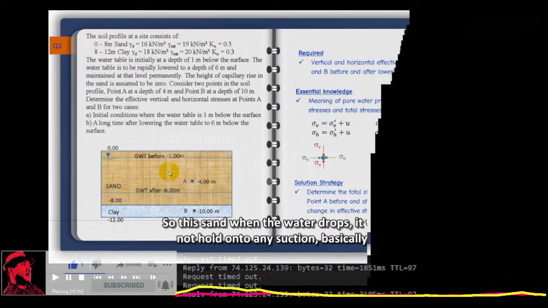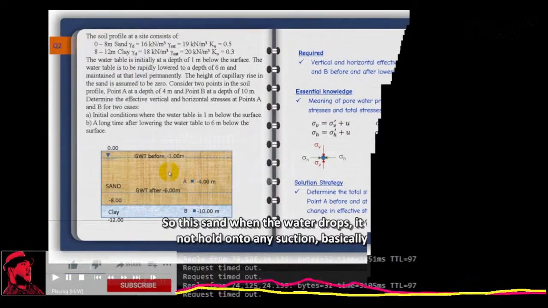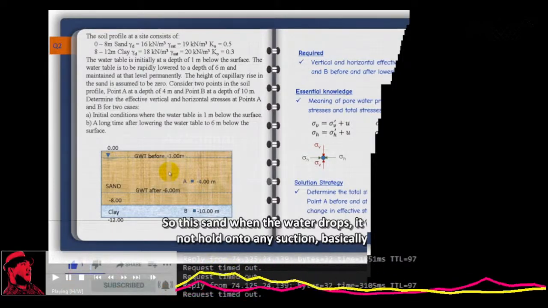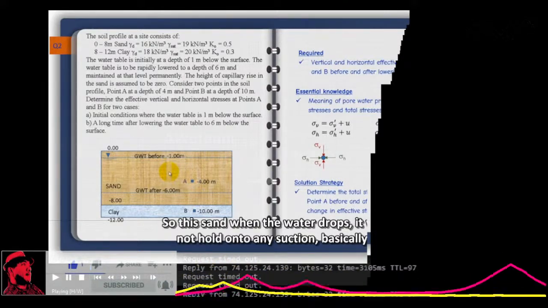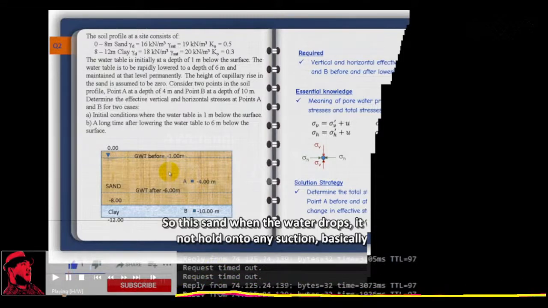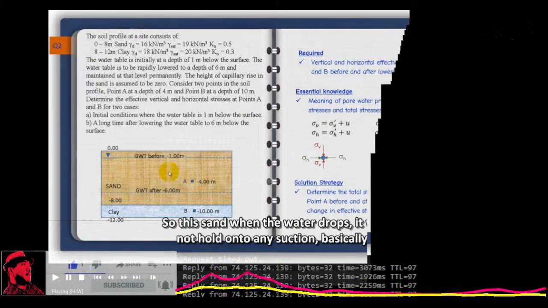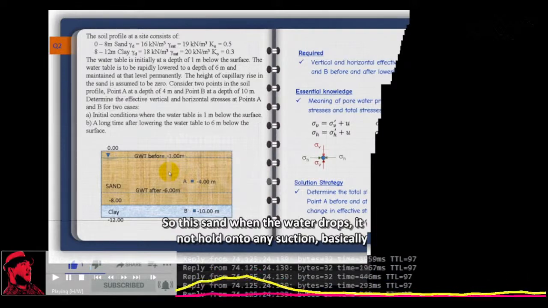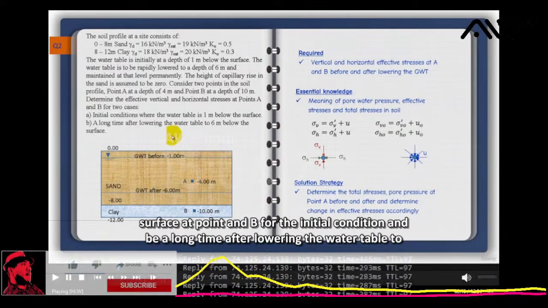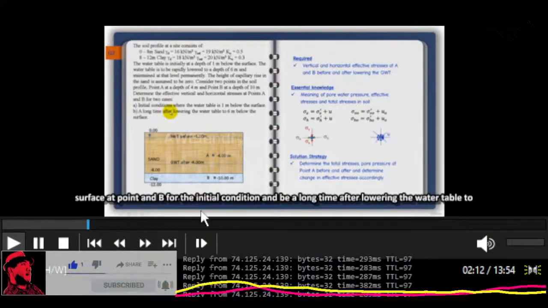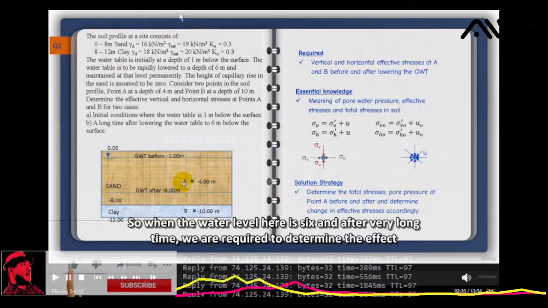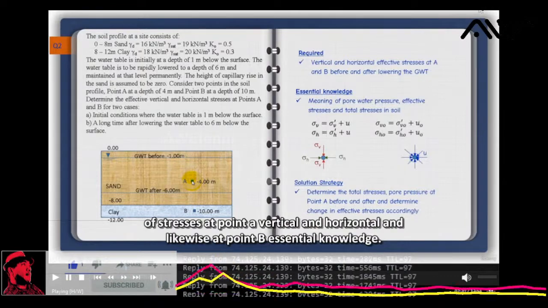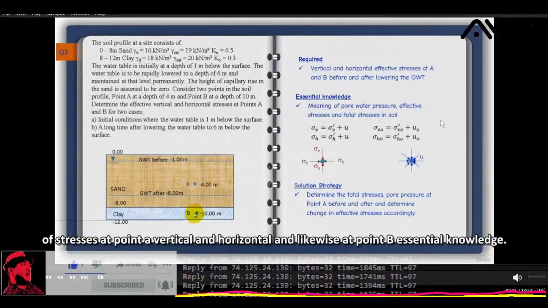Now what's required? Determine the effective vertical and horizontal stresses at points A and B. First, for the initial conditions where the water table is 1 meter below the surface, we need to determine the effective vertical and horizontal stress at points A and B. And second, a long time after lowering the water table to 6 meters below the surface, we are required to determine the effective stresses at point A, vertical and horizontal, and likewise at point B.